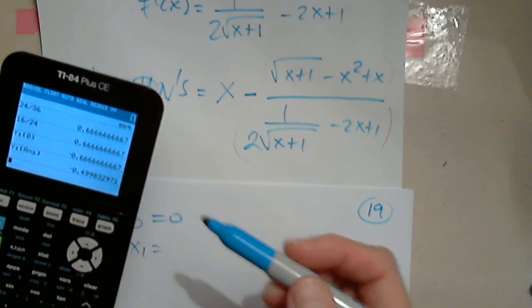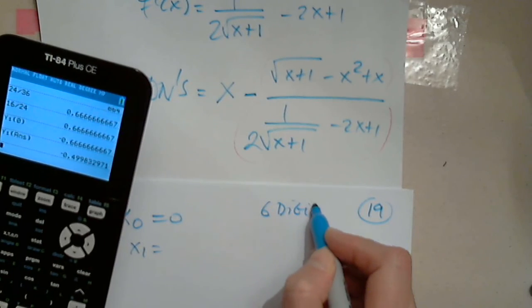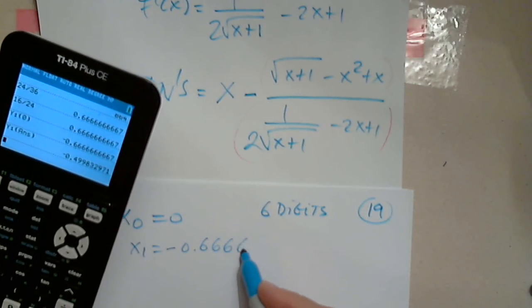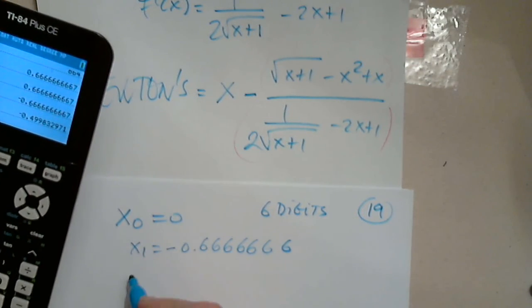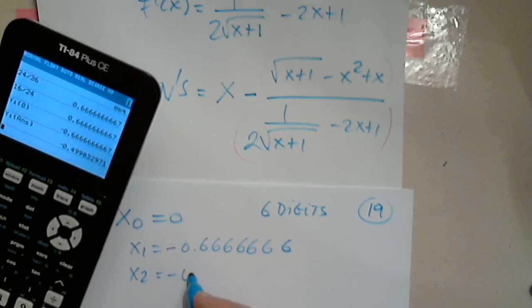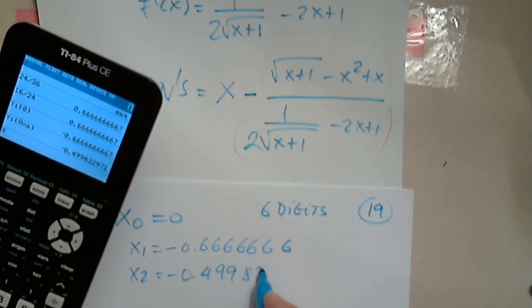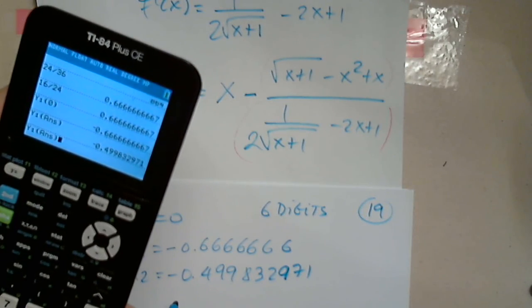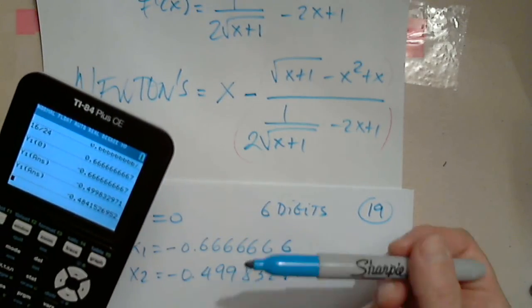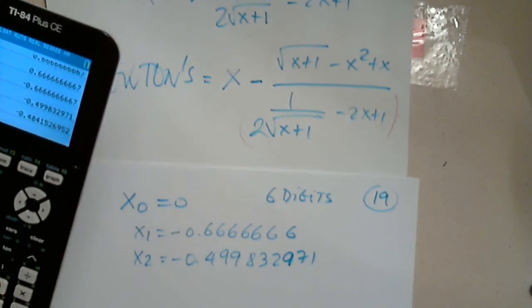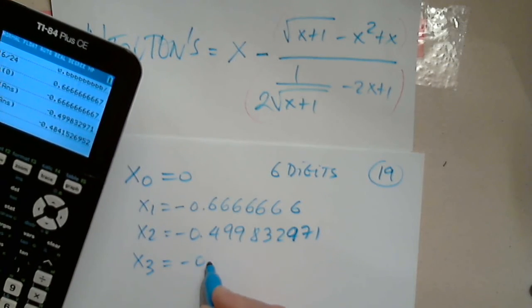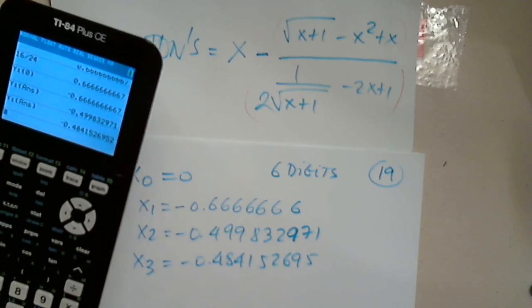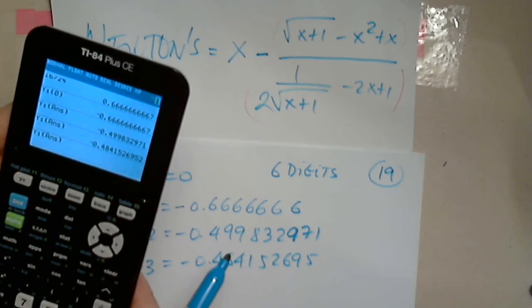We haven't established how many decimal digits. Let's say 6 digits. So x1 is negative 0.123456. x2 is negative 0.4998327. No, I'm sorry, 2971. I repeat, inserting the previous number all the time back into the function. I have x3 equals negative 0.48415265. I know I copied more than that. I'll explain why.